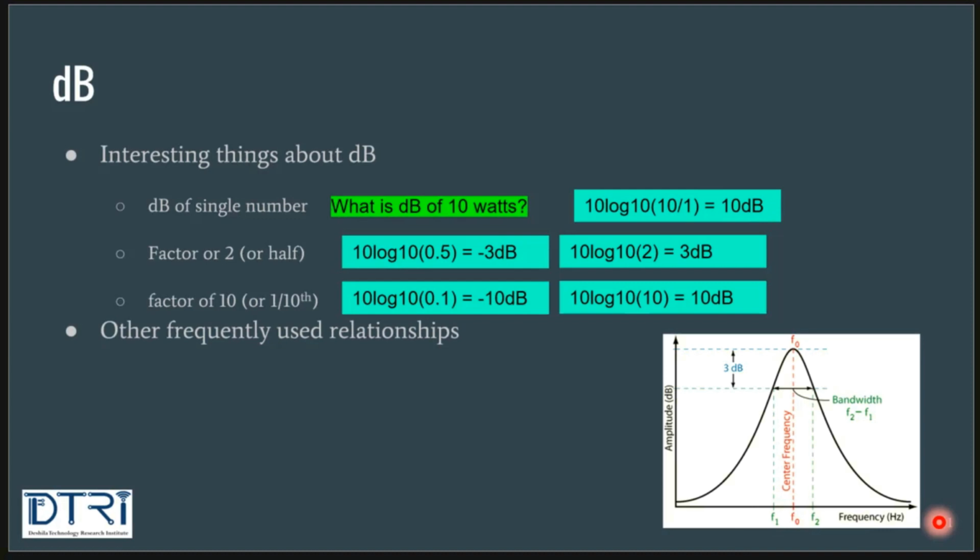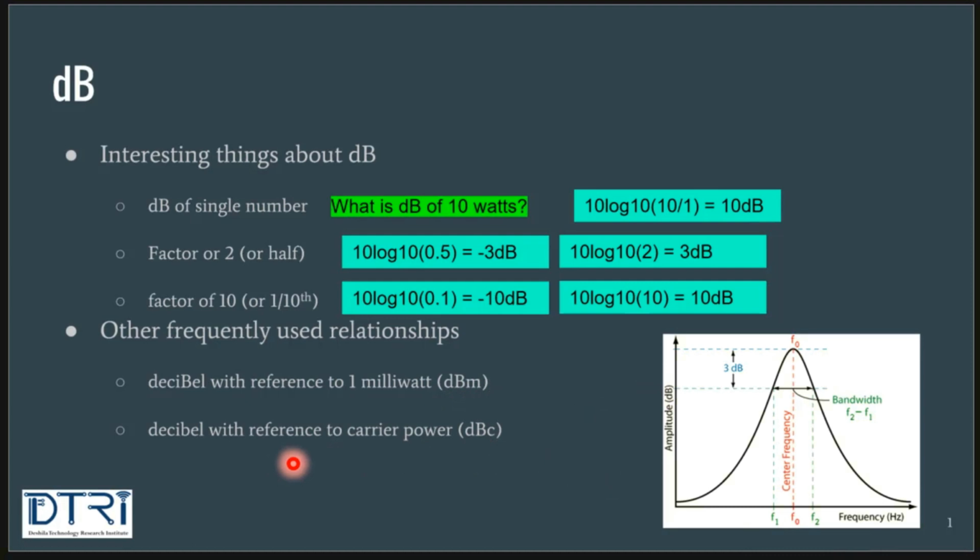So let us look at other frequently used relationships. Decibel with respect to 1 milliwatt is represented by dBm. So in case of dBm, the ratio is power in the numerator with reference to 1 milliwatt in the denominator. Other relationship is dBc or decibels with respect to carrier power. In case of systems having up conversion or down conversion, we use carrier frequency. So in dBc scale, you can compare all other signal powers with respect to the carrier power. So you may want to compare the power level of carrier with the rest of the waveform. So it could be comparing carrier power with noise power or say other users' power and so on. So we use dBc with respect to carrier.